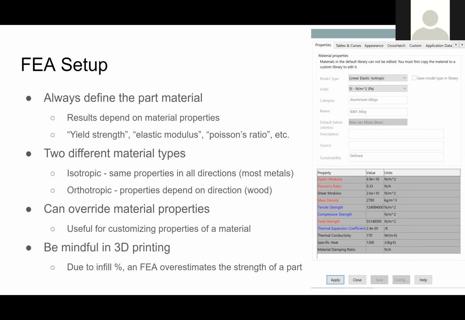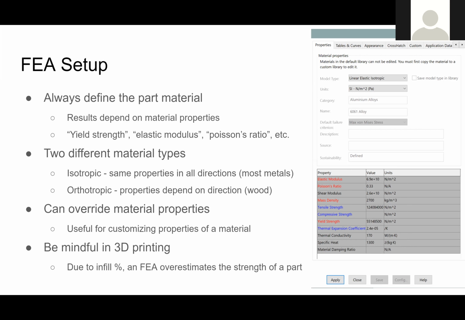Just a fun fact, there's two different material types. I think it's good to know that SOLIDWORKS can model materials that are isotropic and orthotropic. So whether the properties of a part lie in a plane or lie in all directions, basically. You could also override a material's properties. For example, I think ABS is missing its tensile strength, so when I had to run some parts for FEA, I had to put that in manually.